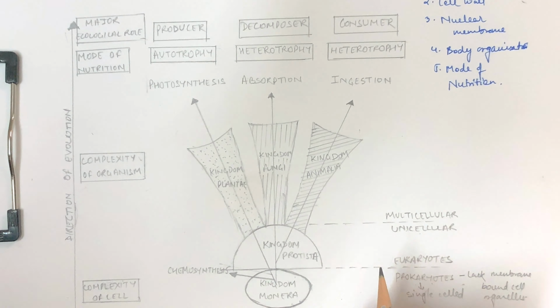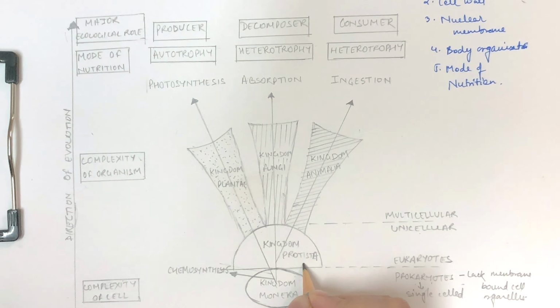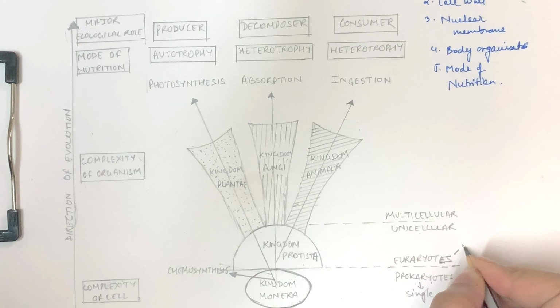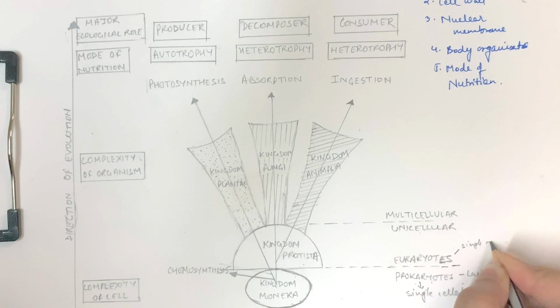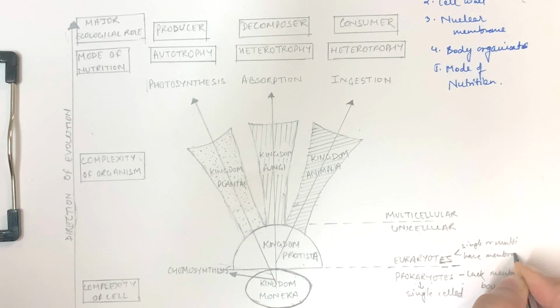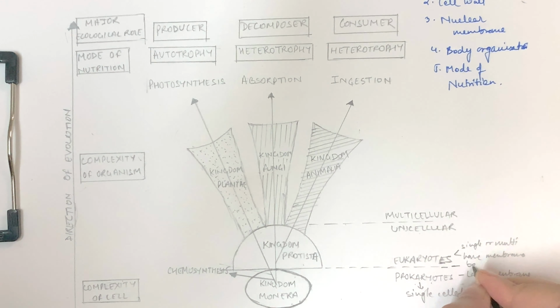Then comes protista. Now protista are eukaryotic, so they are eukaryotes. Now what are eukaryotes? They can be single celled or they can be multicellular eukaryotes basically. Okay, and they have membrane bound cell organelles. Okay, so they can be single or multicellular, and they have membrane bound cell organelles.